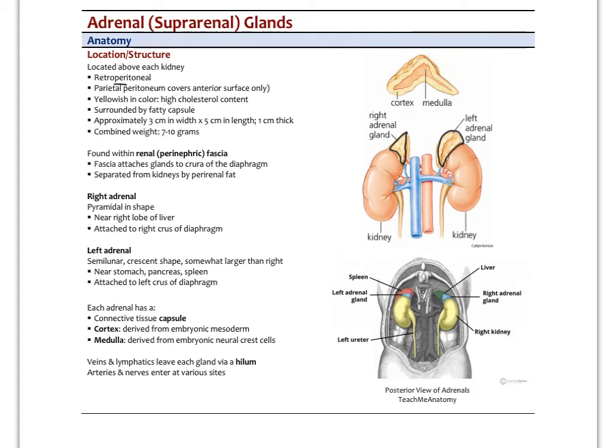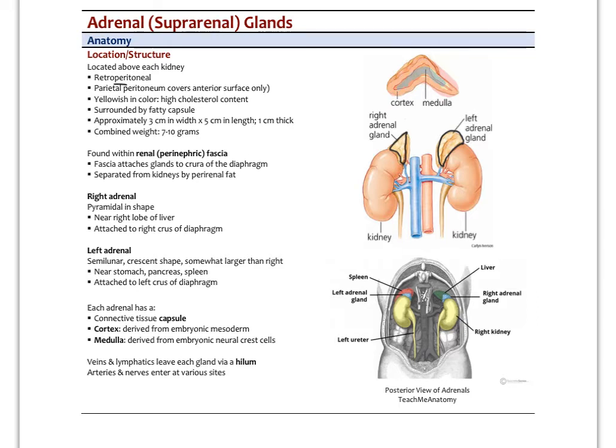If we look at this picture here, at the top, the cortex is this outer part, and then the medulla is the inner part, and this is where the catecholamines are secreted. They both have different embryonic origins, which I'll go over shortly. But basically the medulla is an extension of the sympathetic nervous system and the neural crest cells, versus the cortex, which is derived from the mesoderm.